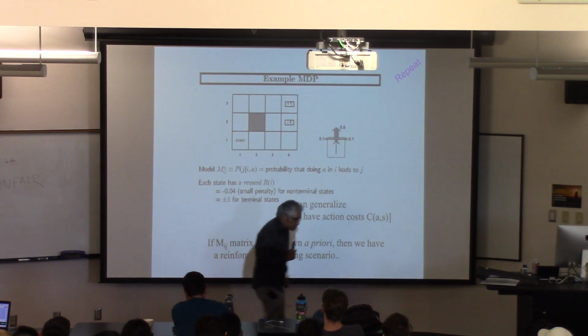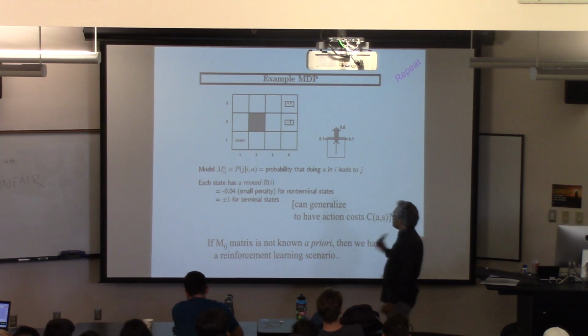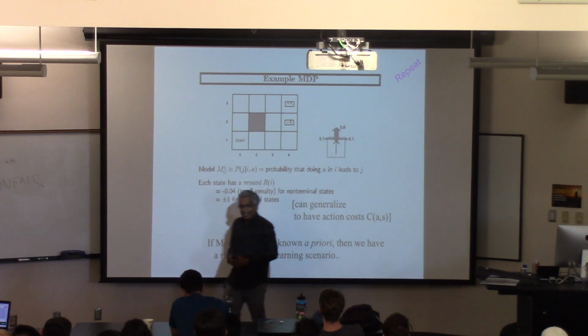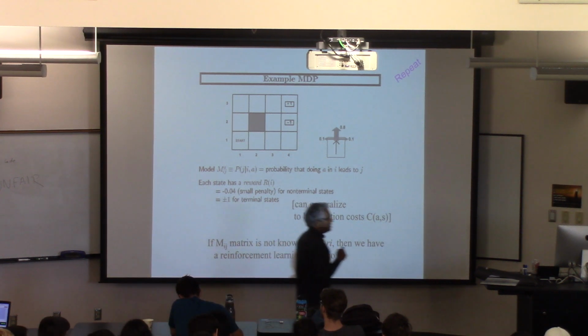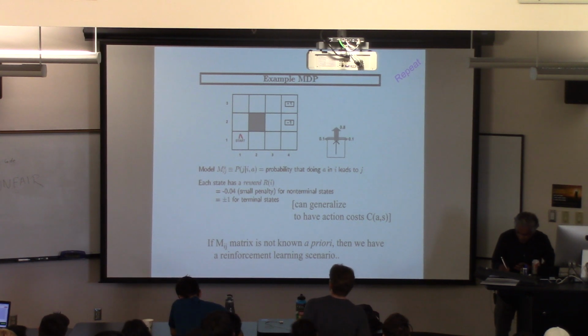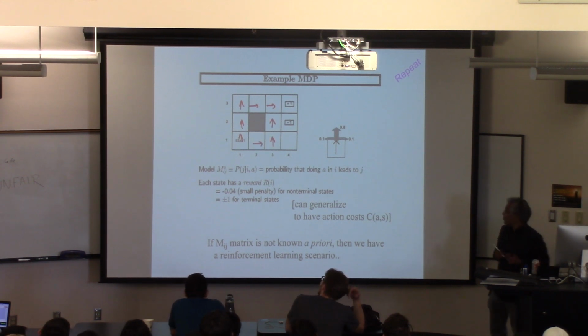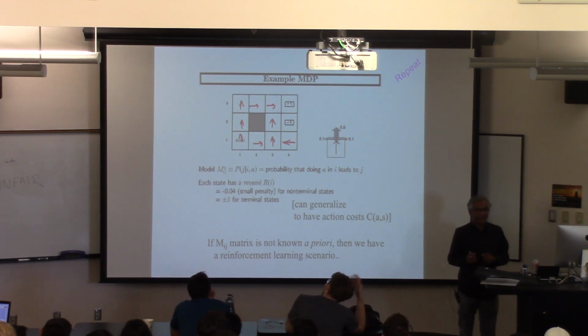So the solution for this problem is not a sequence of actions. In fact, the solution has to say, if you are in a particular state, what should be your move? That's what's called a policy. The solution for this problem would be a policy, which would sort of look like this, maybe. For example, here is a policy. That's a policy. Do you guys see this?